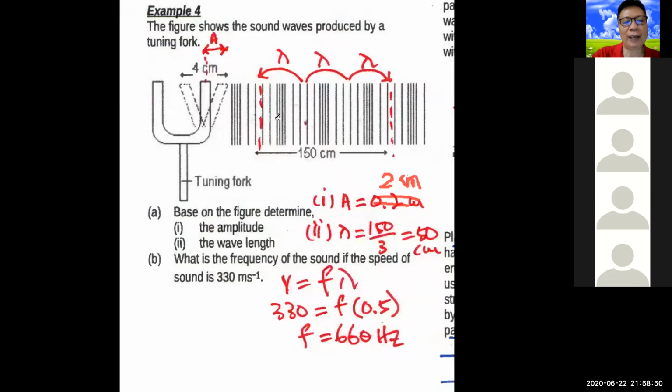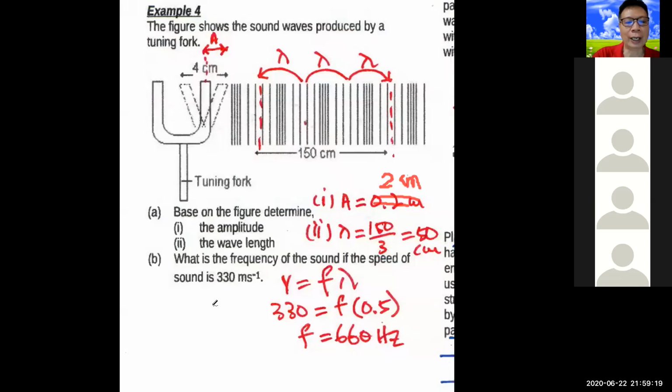Okay, next, wavelength. Here there are 3 lambda. 1, 2, 3. Between this 150 cm, there are 3 lambda. This is R and R, reflection, right? So 1 lambda, 2 lambda, 3 lambda. So 3 lambda is 150, so 1 lambda is 150 divided by 3, so 50 cm. Okay?